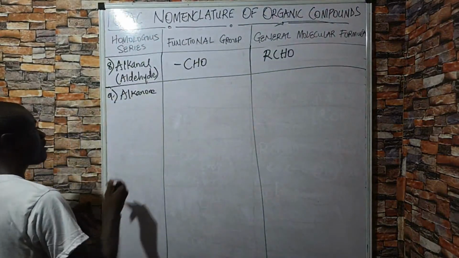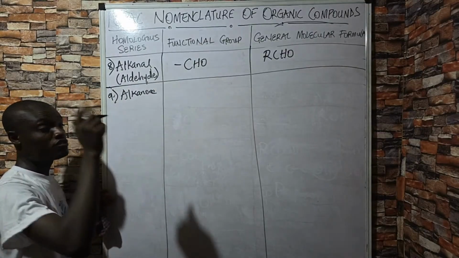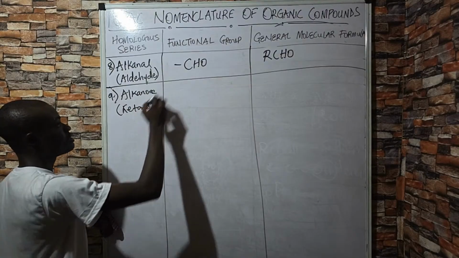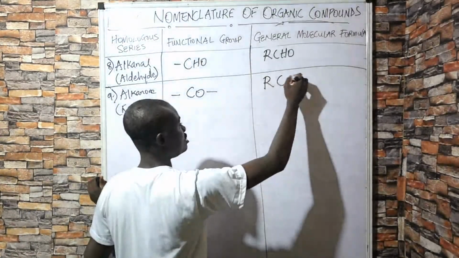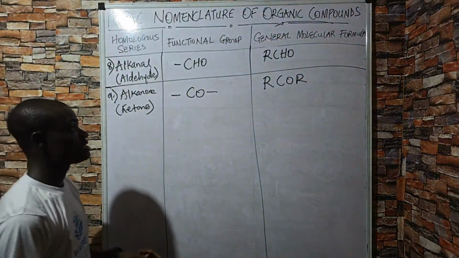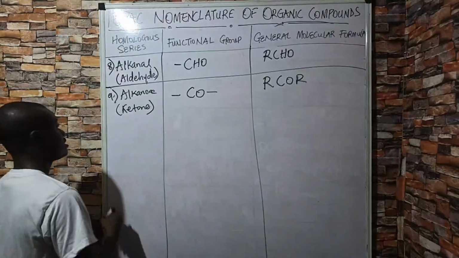Then number 9, we have the alkanone. For the alkanone, they were previously called ketones. Now this is the C=O. So you get to see it commonly like R-CO-R, in this case with two different alkyl groups. So that's the alkanone.